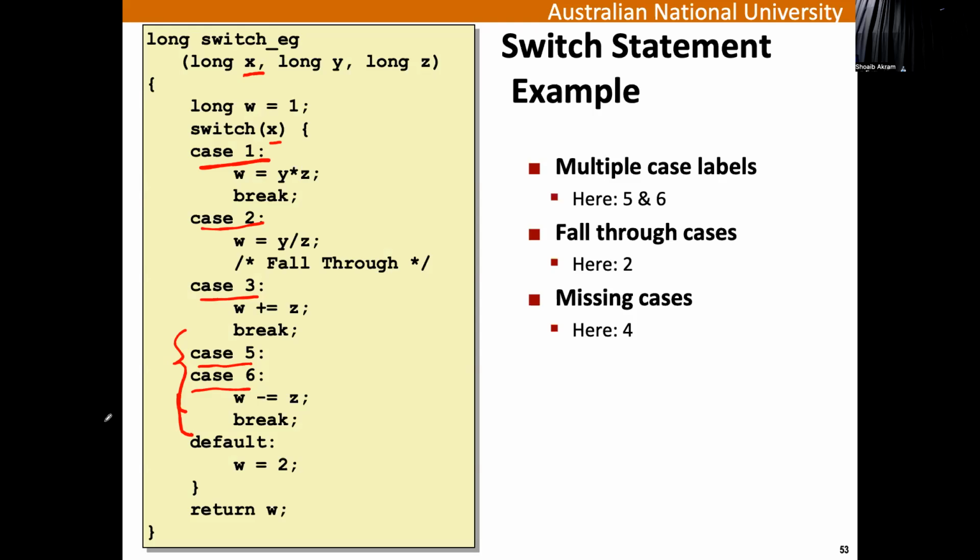So, multiple case labels. You will notice that the range is not contiguous. There is no 4. So there is a missing case, and that is okay. And then there are fall through cases. Case 2 has no break statement, so it goes to case 3. What the programmer is saying is, whenever you see case 2, execute w equals y divided by z, and w plus equals z.